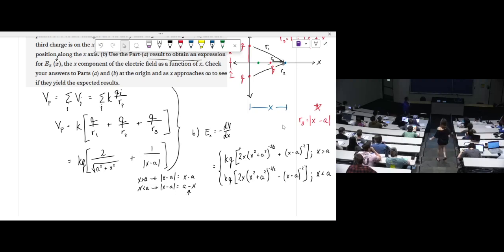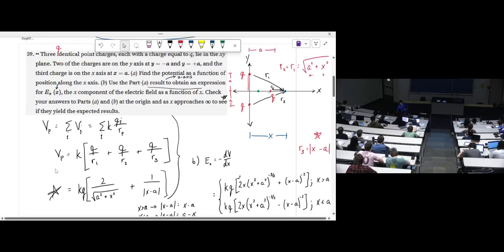What is A? A is this bottom term here down on the left. This is the answer to part A. A is just the distance up here. If you look up here, you're at a charge at y equals minus a, y equals plus a, and x equals a.